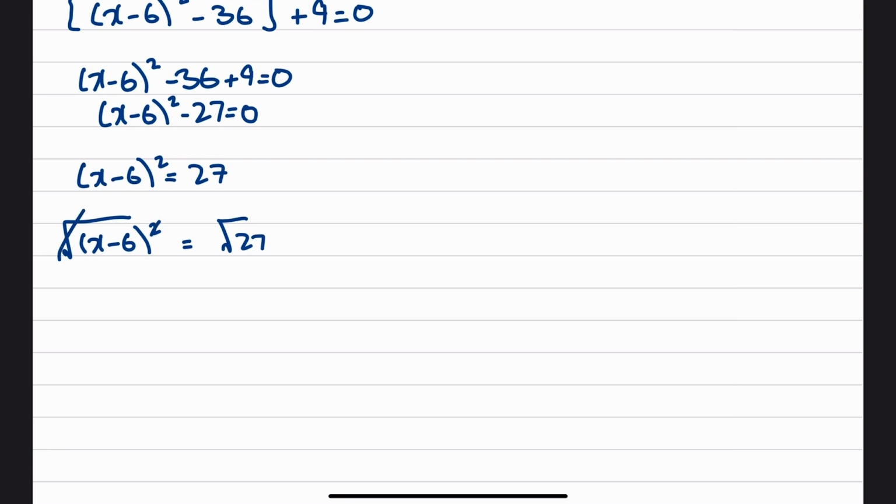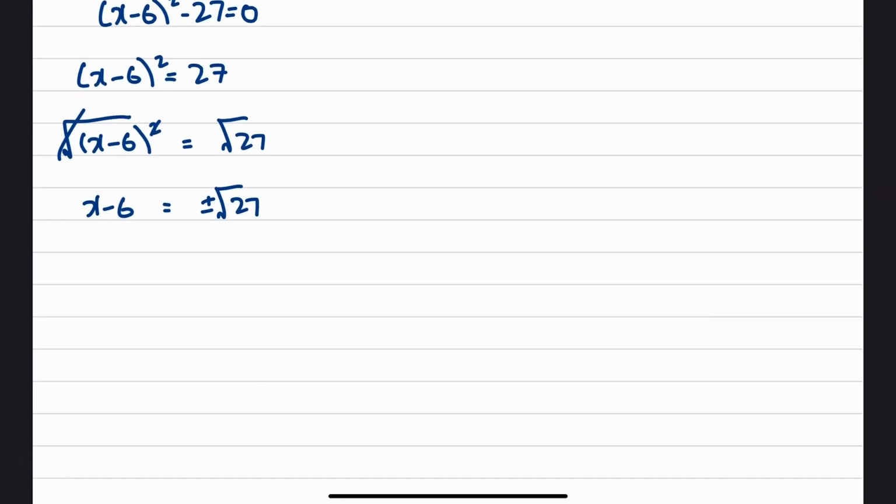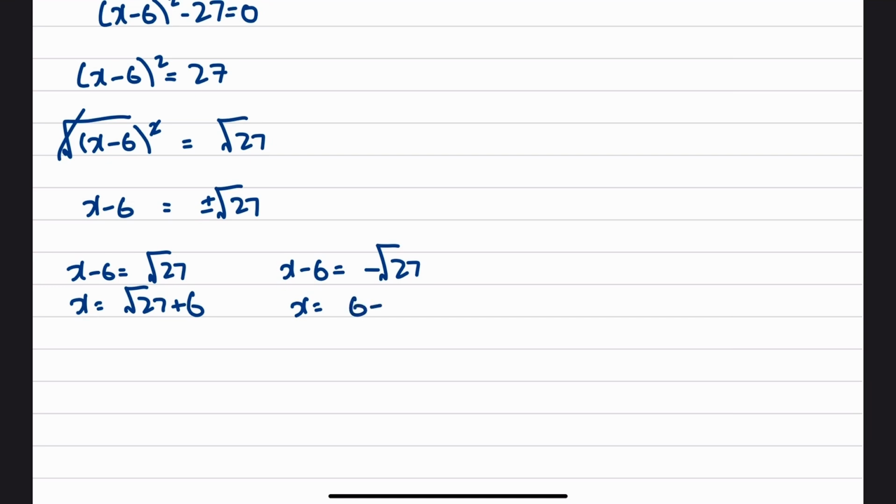The square root and the whole square get cancelled out, so we're left with x minus 6 equals plus minus under root 27. And then we can form two separate equations where x minus 6 equals under root 27 and x minus 6 equals negative under root 27, and our answers are x equals under root 27 plus 6 and x equals 6 minus under root 27. The sign of the 6 flips when we take it to the other side of the equation.